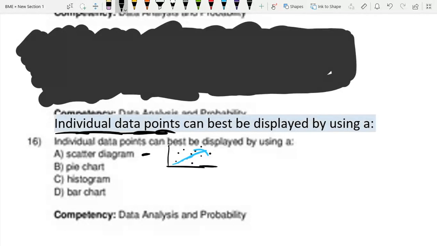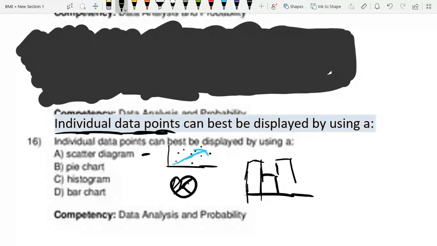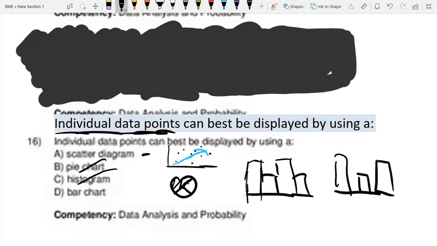Then we have a pie chart. A pie chart looks more like a circle with this, so there's no individual data points. Then we have a histogram. That's option C. A histogram is kind of like a bar chart, but it's with relative frequencies. We have a video on histograms where we discussed this, so it would look kind of like this. And then a bar chart would be like that, but each one would be separate. So again, you're not seeing individual data points on a pie chart or on a histogram or on a bar chart, and therefore it is a scatter diagram.